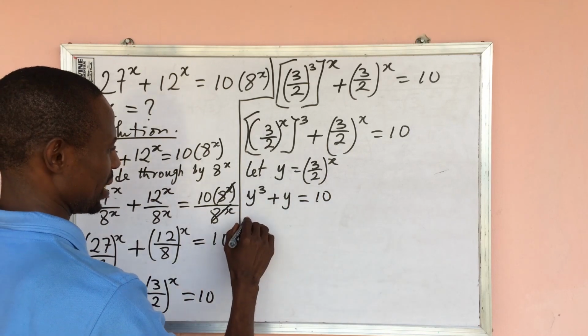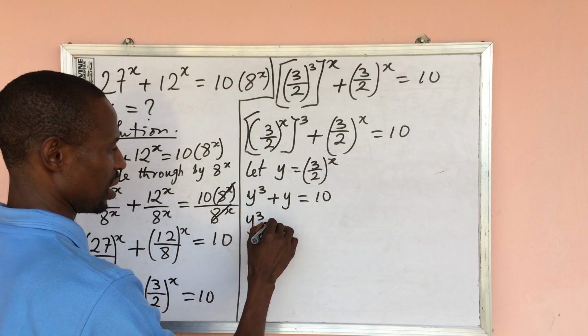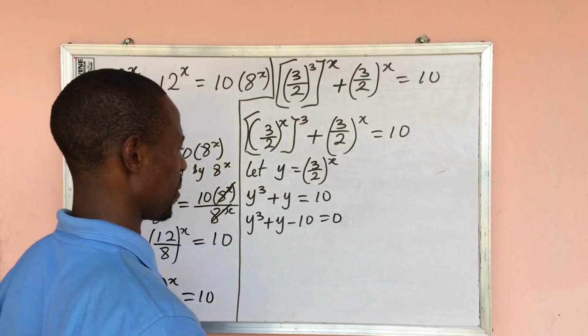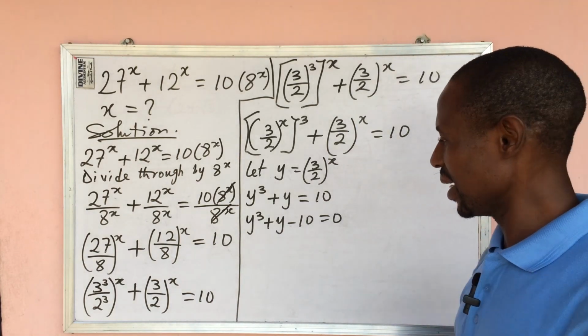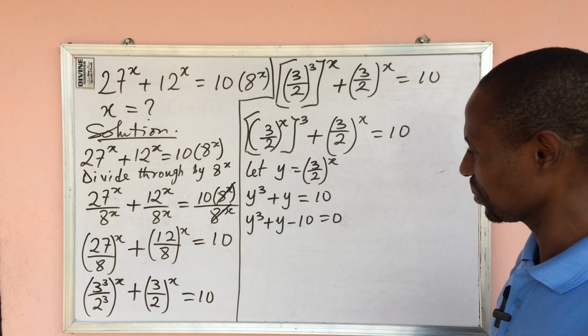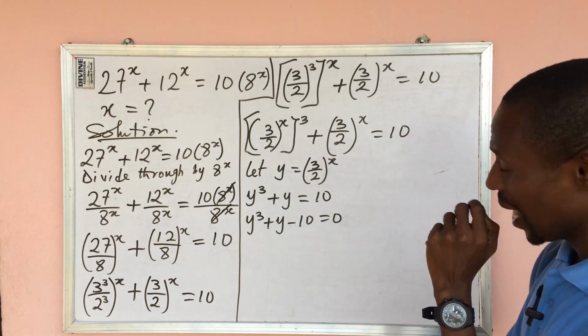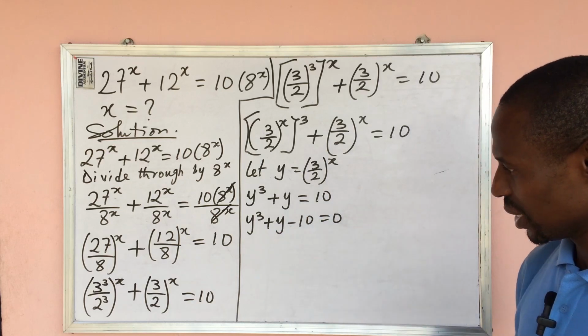So if we rearrange our expression, we have y to the power of 3 plus y minus 10 equal to 0. Now this is a polynomial equation, so we solve this. We can use 2 methods to solve this polynomial. I can use the trial by error method, but I'm going to use a different method.